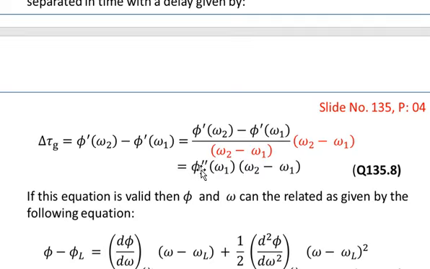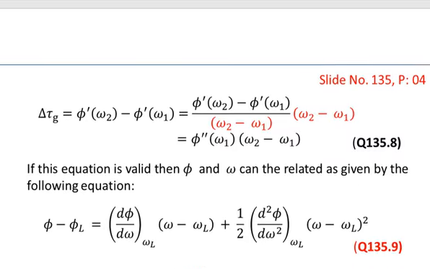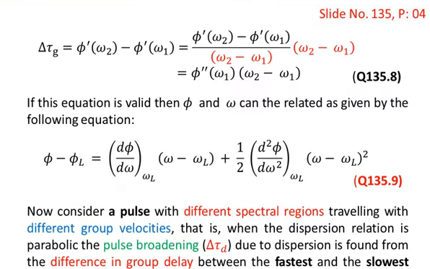So actually this phi double prime is equal to d square phi over d omega square, evaluated at the central frequency omega 1 of pulse 1. If this equation is valid, then phi and omega can be related as given by the following equation. So you see that we can also write down the phase relation, that is the dispersion relationship, for these two pulses.